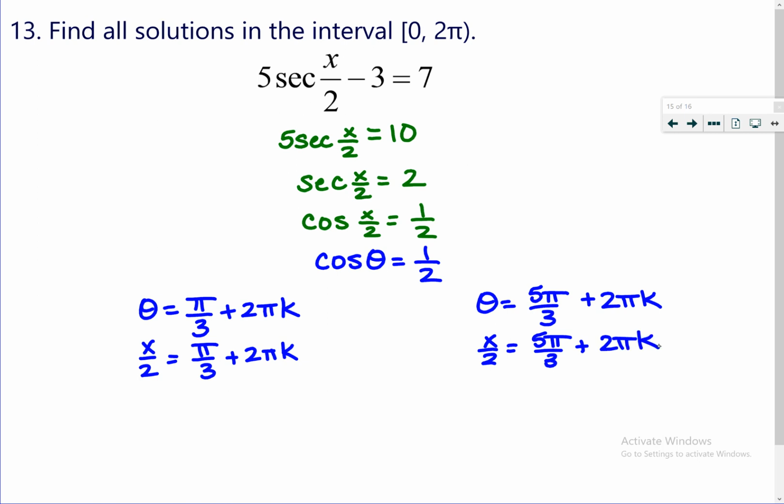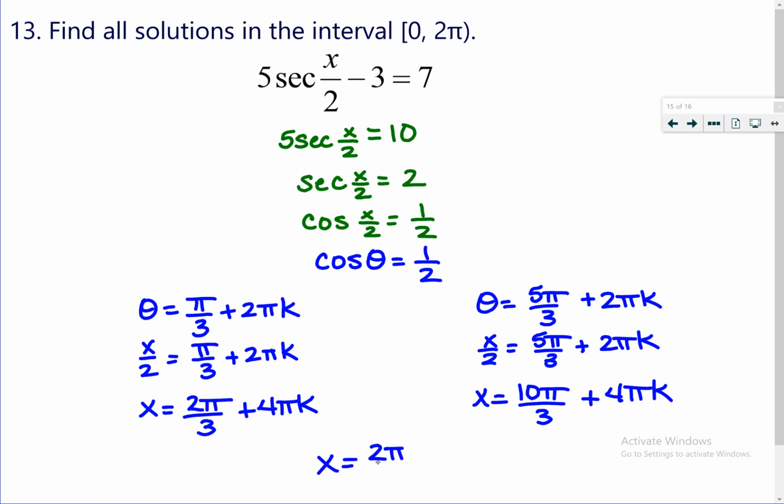And then in both of those, how do I solve for x? Multiply everything by 2. So I'm going to get 2 pi over 3 plus 4 pi k. And I'm going to get 10 pi over 3 plus 4 pi k. So those are all the answers. Now I just need to figure out which ones are between 0 and 2 pi. So definitely 2 pi over 3. If I add 4 pi to that, it's going to be too big. If I subtract 4 pi from that, it's going to be too small. So that's all I get from that one.